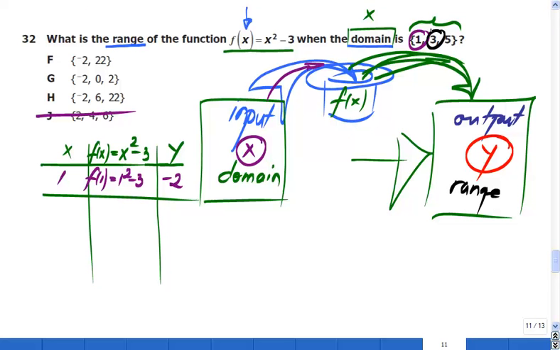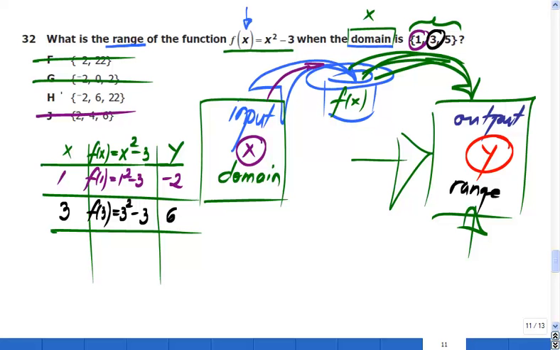Another element in your domain, in your input, is 3. Well, if x equals 3, I have f of 3, which is what? X squared, 3 squared in this case, minus 3. Well, 3 squared is 9, minus 3, that will be 6. Okay? This is my second element of my range. I'm checking the answers here. F has only 2, not good. G, I have negative 2, 0, and 2, not good. And the only one left in here is H. That should be the answer. Okay?